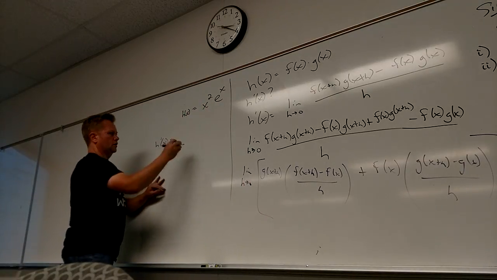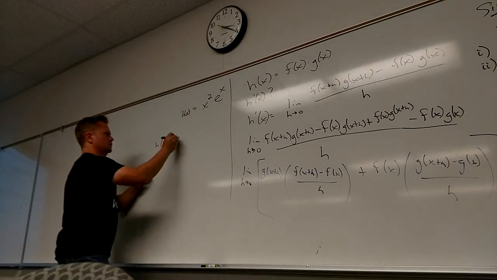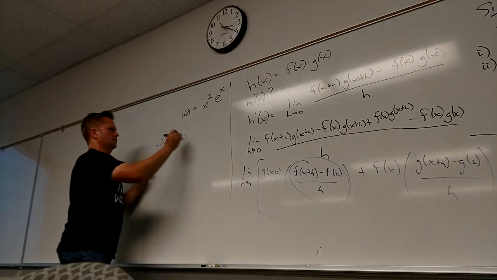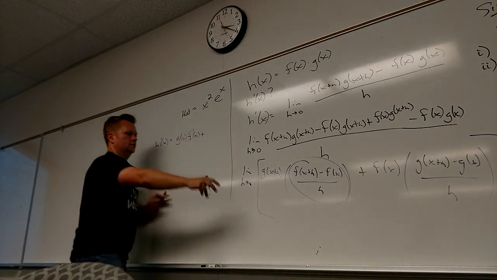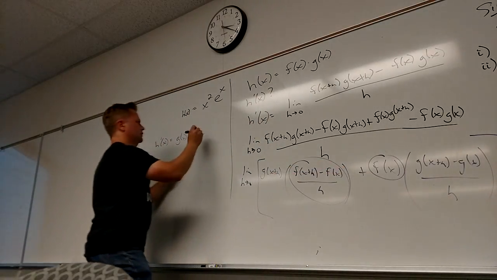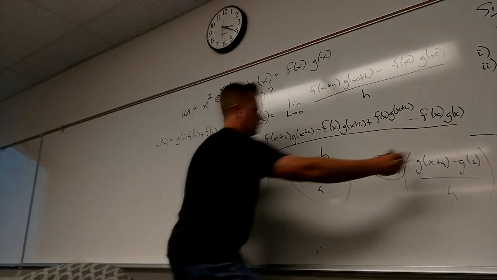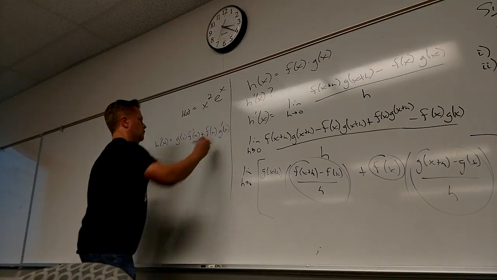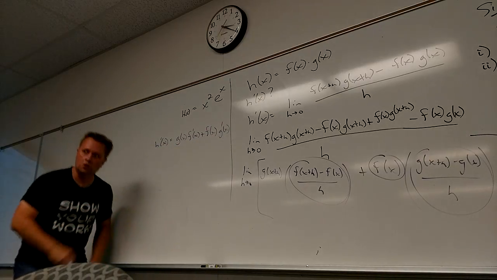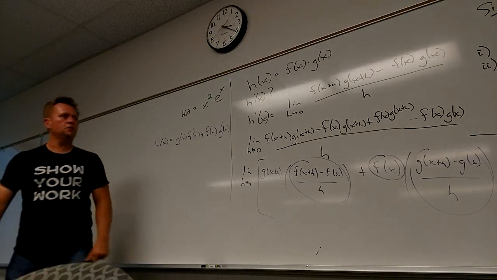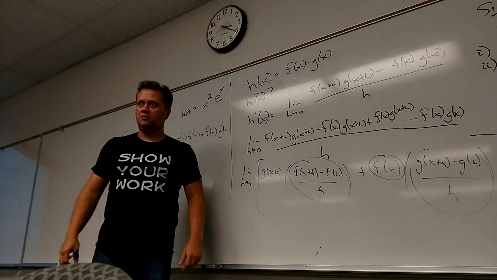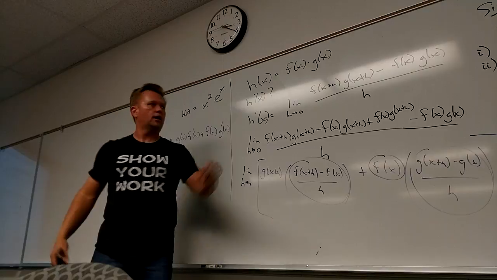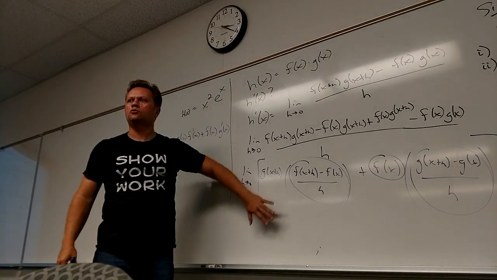So what do I got? Let me write over here. As h goes to 0, this is g of x. And this is f prime. Plus f of x times g prime. Do we have to do that every time? No. I'm showing you where the rule came from.